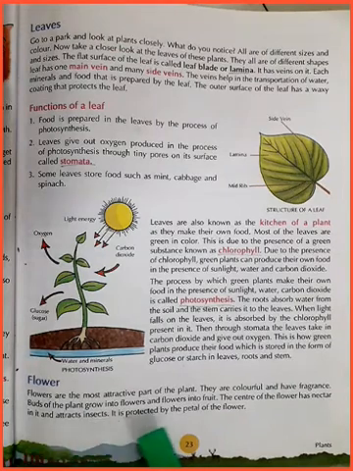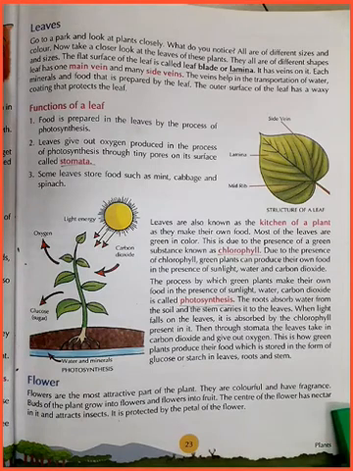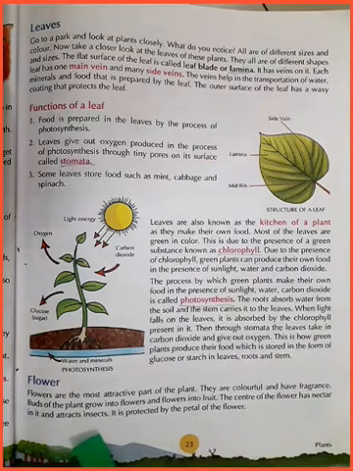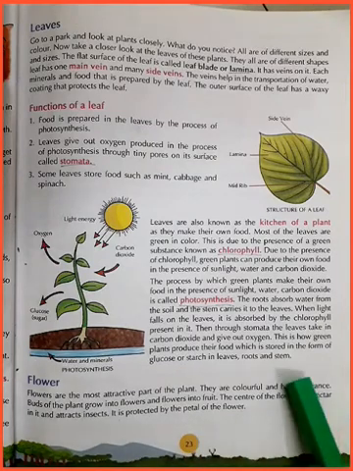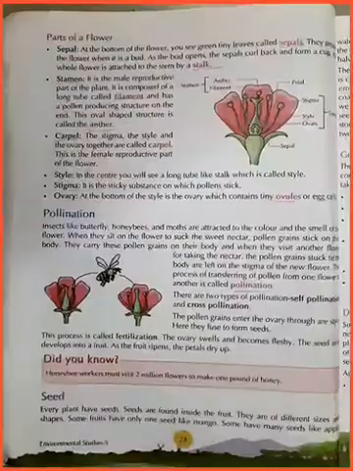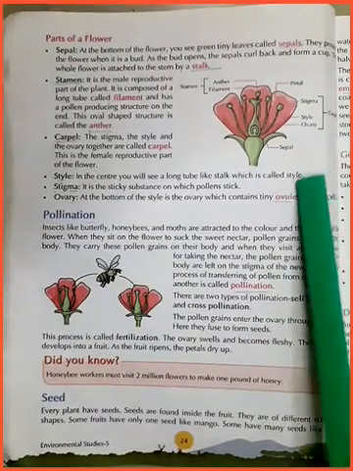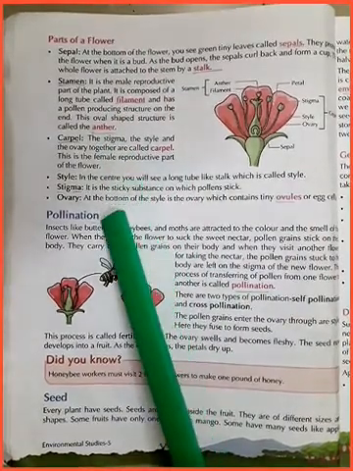Flowers are the most attractive part of the plant. Very colorful, they have fragrance, and bear fruit after that. The center of the flower has nectar in it and attracts insects. It is protected by the petals of a flower. There are parts of a flower: sepal, stamen, carpel, style, stigma and ovary.